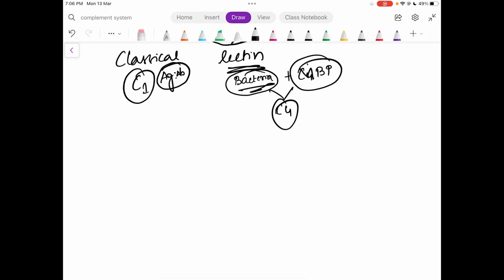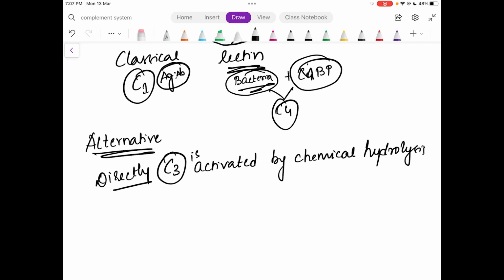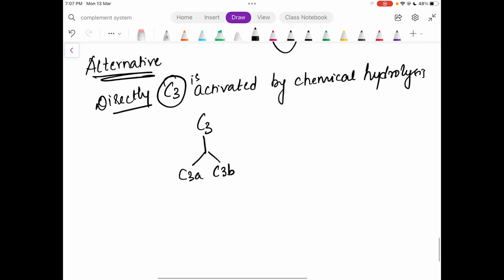Next pathway is alternative pathway. In alternative pathway, C3 is activated directly. C3 is activated by chemical hydrolysis. What happens here in the alternative pathway? C3 is converted into C3A and C3B.